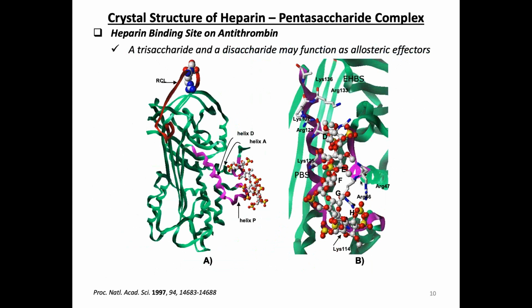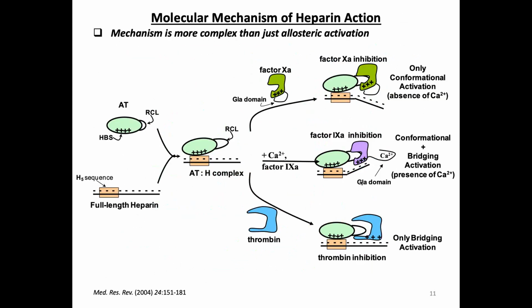It turns out that the allosteric effect alone is not the only reason how heparin works. Okay? And that's the interesting part. Heparin is a fairly long molecule. The allosteric effect is generated by the pentasaccharide, just a small unit within heparin. So what does the rest of the stuff do? The rest of the chain is actually also involved in recognizing certain proteins or certain enzymes.